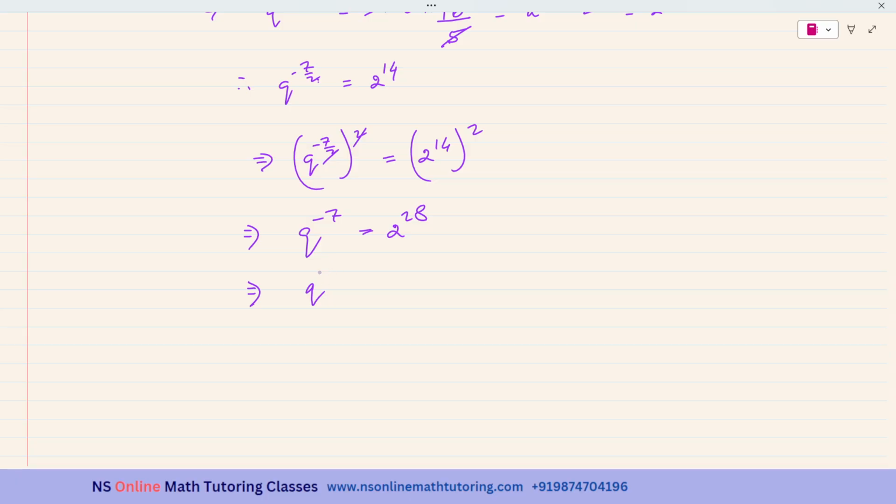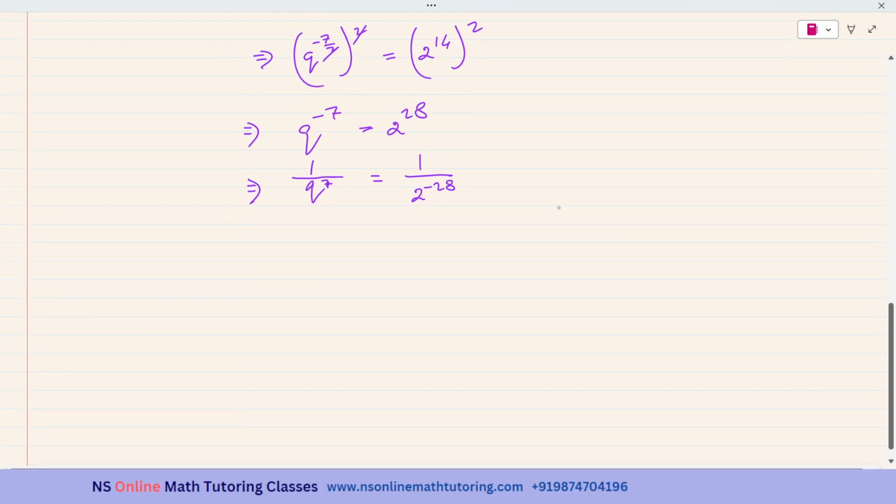Next, for some students, they may be confused with working with the negative power. I'm just taking the reciprocal of both the sides. So this is 1 over q to the power of 7 equals 1 over 2 to the power of 28. This has become a positive power.